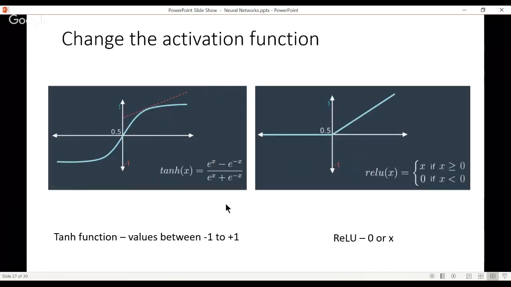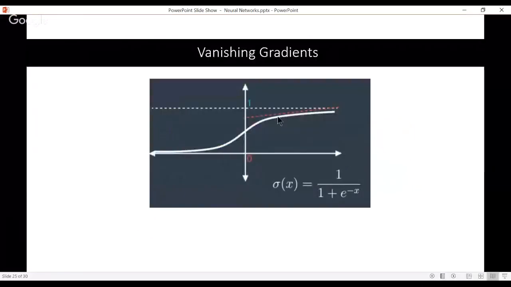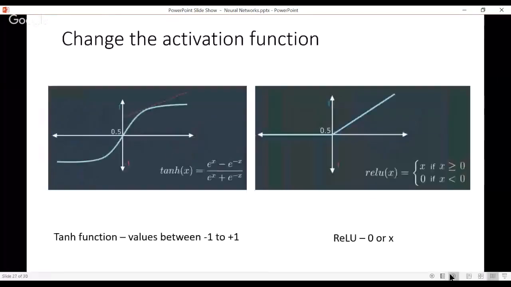We use another activation function. To avoid this flat region, which gives us small derivatives, we need to use an activation function that gives higher derivatives, or one that doesn't flatten that fast. They flatten slowly. Tanh is one of the functions.